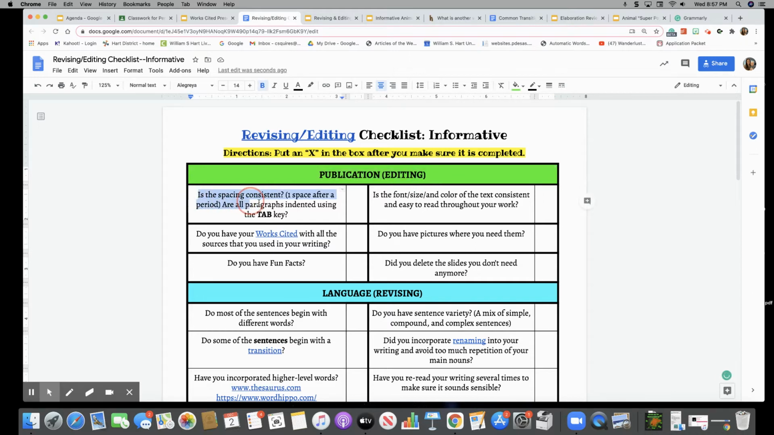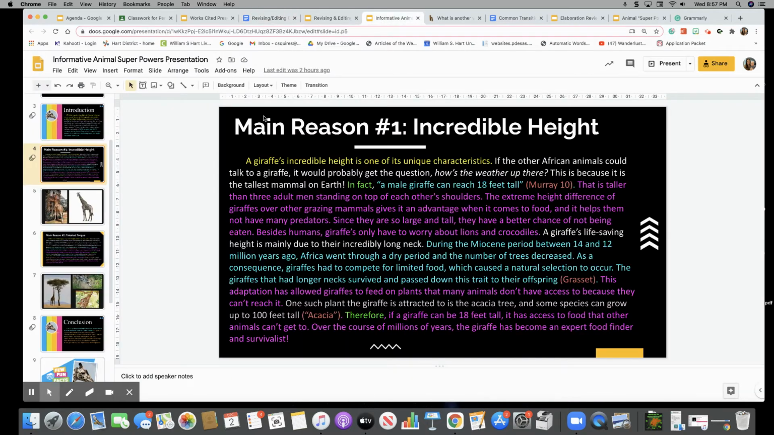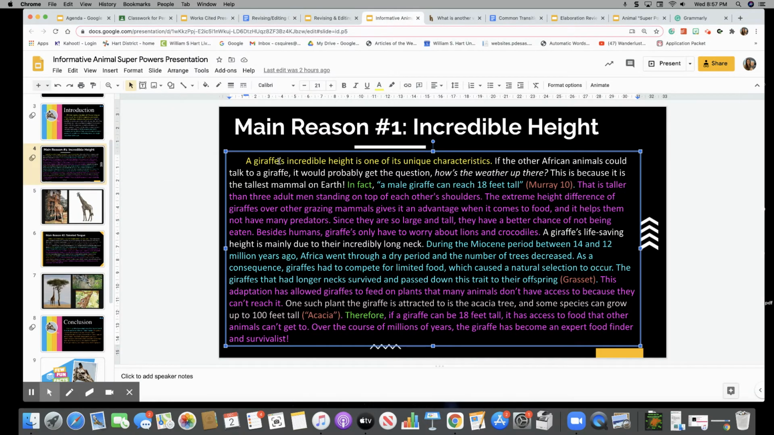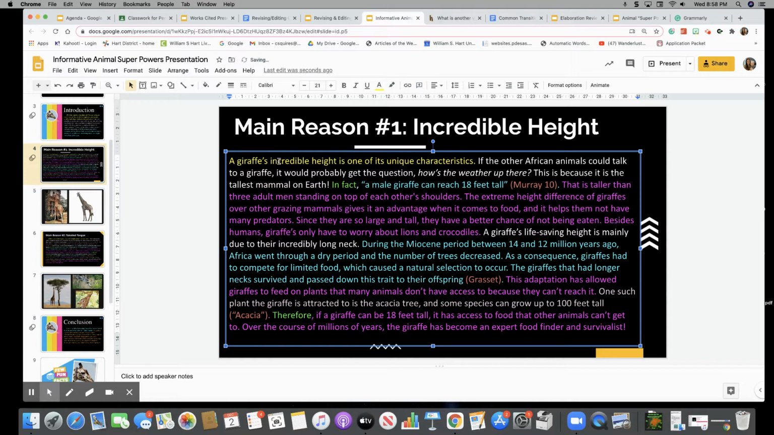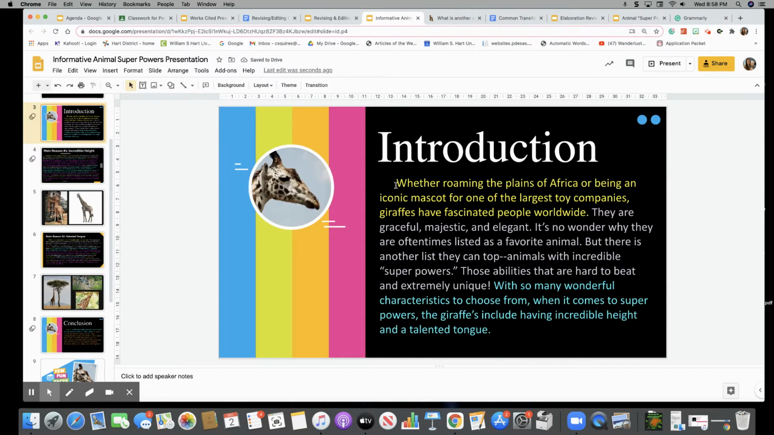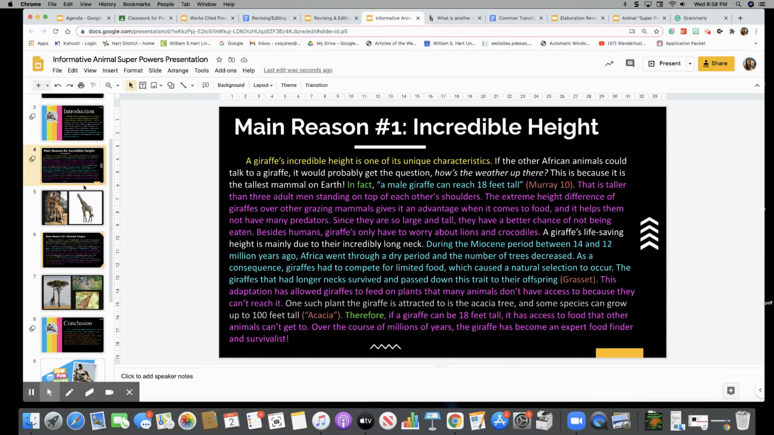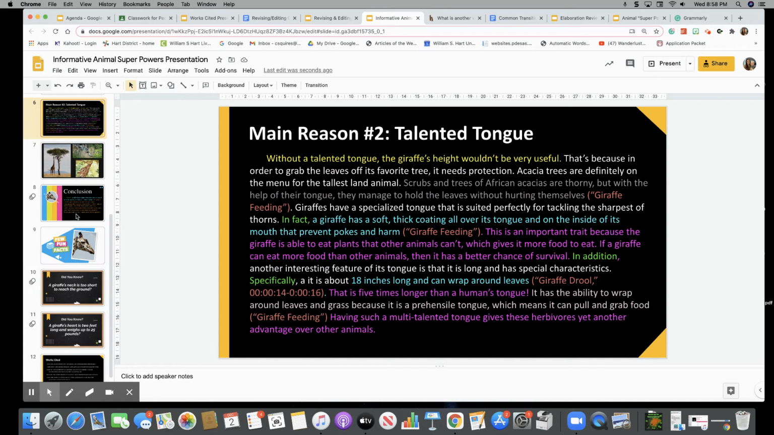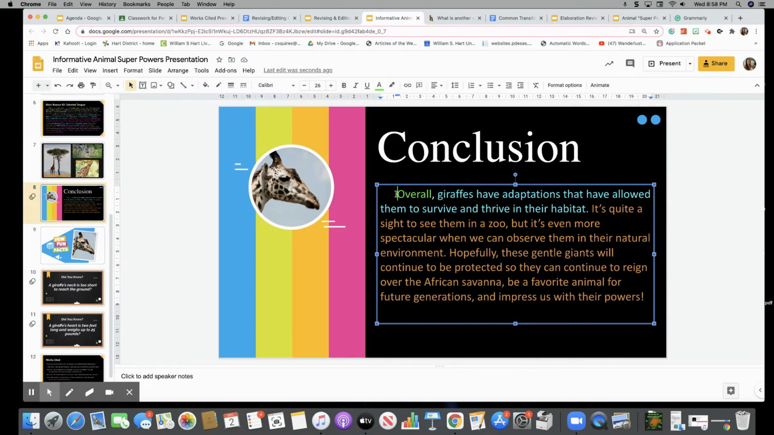Is the spacing consistent? Do you have one space after a period? And then it says, are all paragraphs indented using the tab key? So let's use mine as an example. If your paragraph looks like this, you need to hit the tab key to indent it. You need to make sure that every paragraph is indented, including your introduction, both of your body paragraphs, and your conclusion. Okay, so if it looks like this, you just need to hit the tab key and indent it.